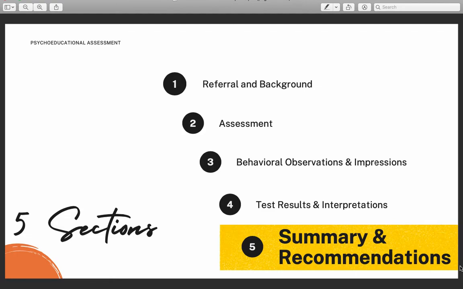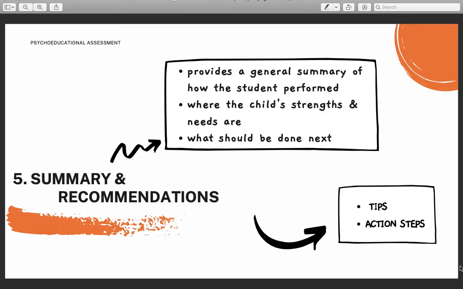Okay, now we are down to our last component in doing a psychoeducational assessment, which is the summary and recommendations. Now, if you only have 5 minutes to review an assessment, the summary and recommendations should be where you start. It provides a general summary of how the student performed, where the child's strengths and needs are, and what should be done next. It gives you a bird's eye view of how this child learns best. You're going to get a lot of descriptive language about the student's profile. Where are their strengths that we can maximize and focus on in the classroom, and where are some of those needs that we really need to implement some supports and strategies to meet.